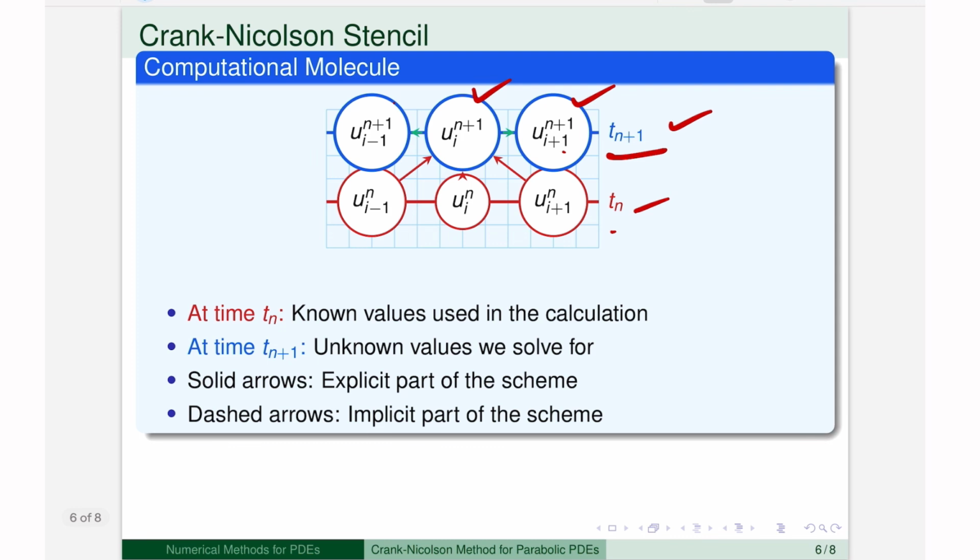Now at t_n, known values are used in the calculation. At t_(n+1), unknown values we have to solve. The solid arrows are the explicit part of the scheme, and the dashed arrows are the implicit part of the scheme. You have to remember this in the Crank-Nicolson stencil.